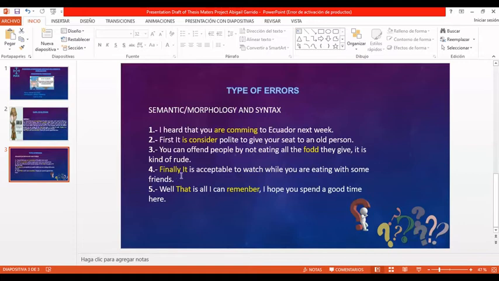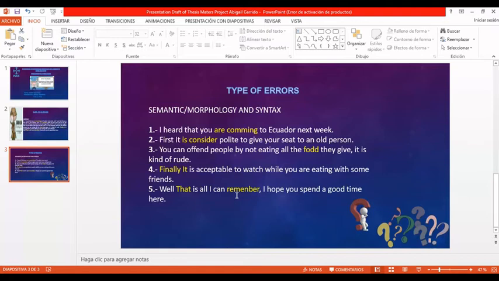Finally it, for which it is correct to use a comma after the word finally and remove the capitalization in the word it. In this case it is finally, comma, it, but remove the capitalization. In number 5, well, that is all I can remember. Here we can find the errors.